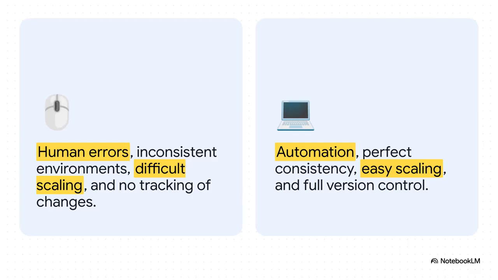And this slide just lays it all out, right? On the left, you've got the old manual way. We've all been there. It's so easy to make a mistake, a little typo, and suddenly your test environment is slightly different from your production one. And forget trying to scale that. It's a total nightmare. Plus, who remembers what changed last Tuesday? Nobody. Now, look at the right, the code way. It's automated, so it's consistent every single time. Scaling is a piece of cake. And every change is tracked in Git. You know who changed what, when, and why. It's really about moving from chaos to control.